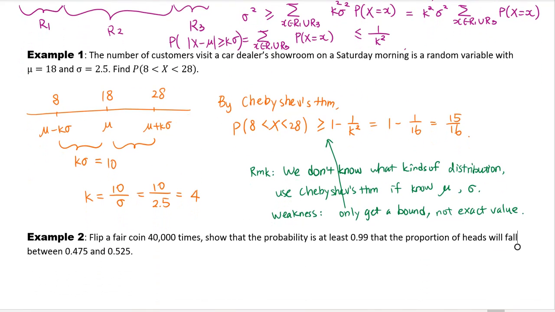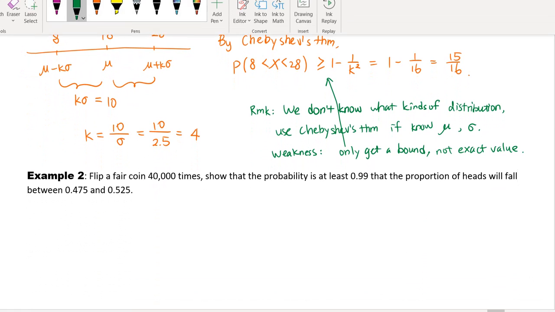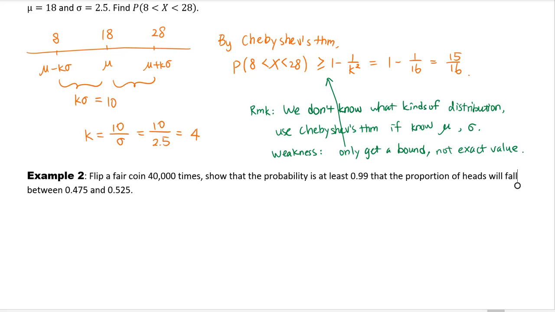Alright, let's continue on to example 2. Flip a fair coin 40,000 times. Show that the probability is at least 0.99 that the proportion of heads will fall between 0.475 and 0.525. Okay, so flip a fair coin 40,000 times. This is a binomial distribution.